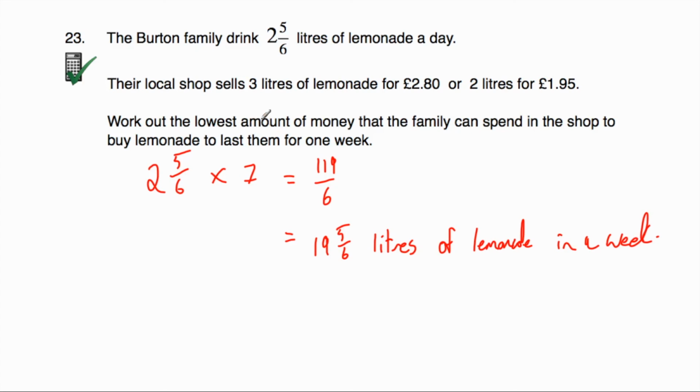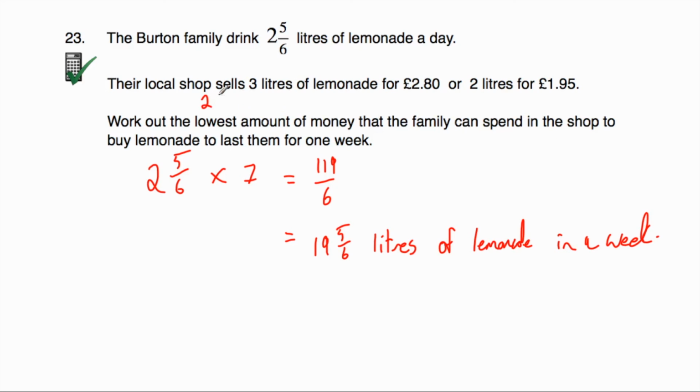Now we need to work out the lowest amount of money that the family can spend in the shop to buy their lemonade to last them for that week. So we want to find out the lowest amount of money. In other words, what's the cheapest way we can buy this lemonade? Now they either can buy 3 litres of lemonade for £2.80 or 2 litres of lemonade for £1.95. I'm just going to check which one of these is better value for money. We can't just assume that the 3 litres of lemonade is better value for money.